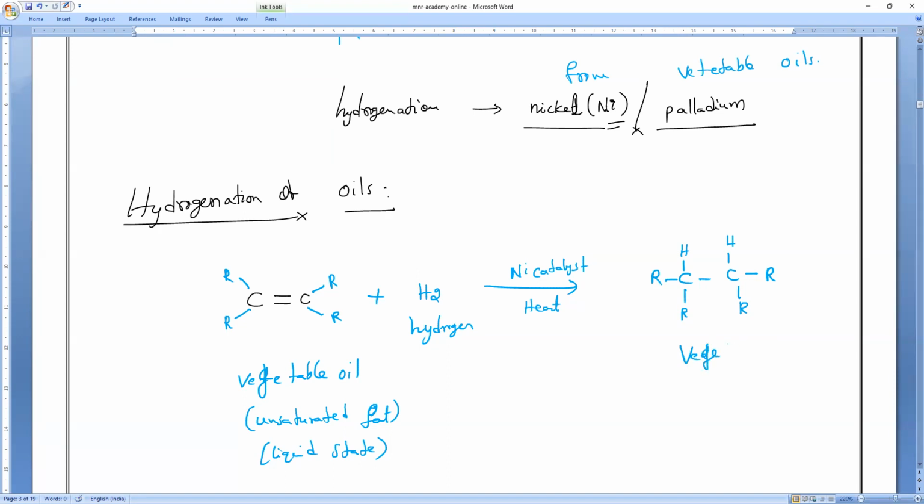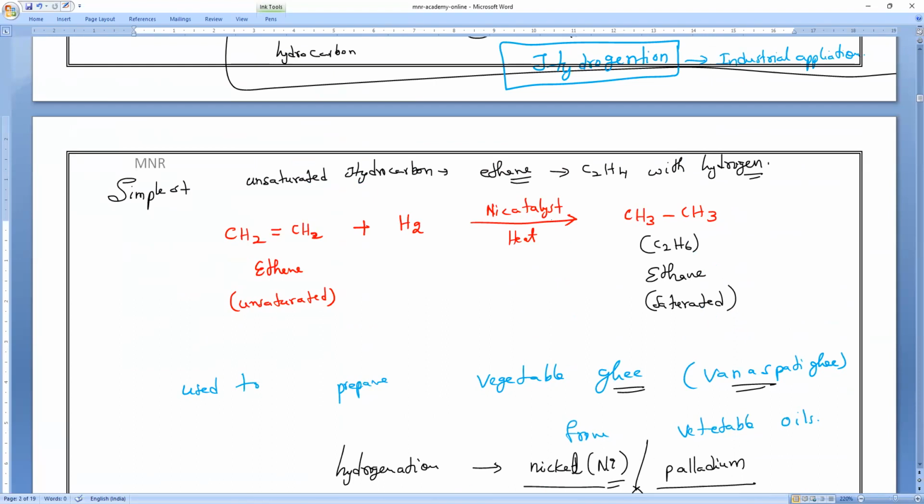Please write it. Vegetable ghee, or we can say saturated fat, or we will say it is a solid state. That is what vanaspati ghee we used to say. So this is the most important reaction. For the heat, they are saying, particularly for ethane, 473 kelvins. That is the heat required.